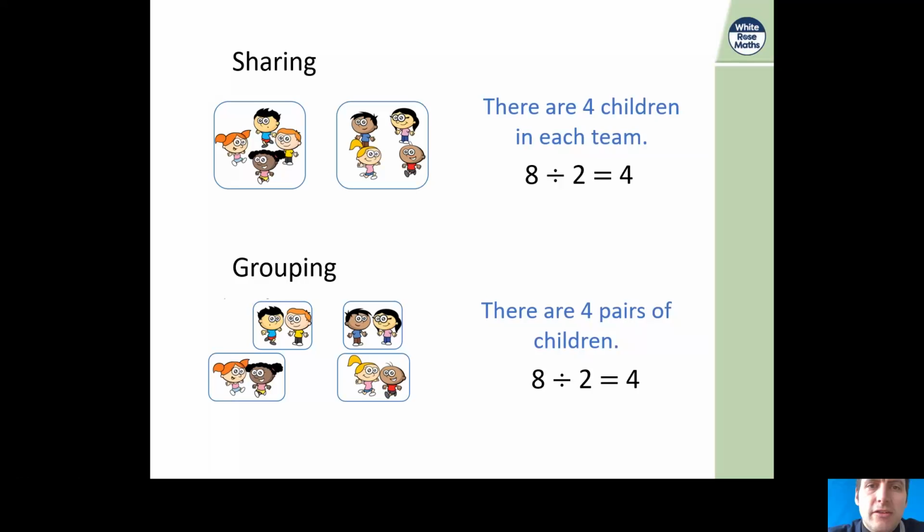Okay, so this is sharing. And where there was sharing, there were 4 children in each team. And the alternative way of sorting the values is by grouping. So where we had two in each team, and there were 4 groups of 2. Okay, so 4 pairs of children.